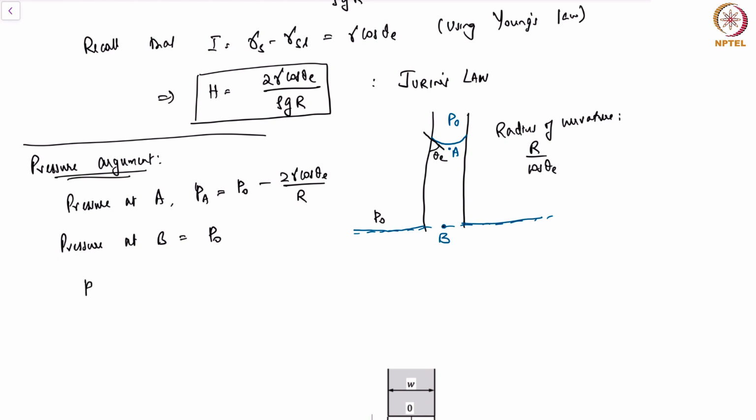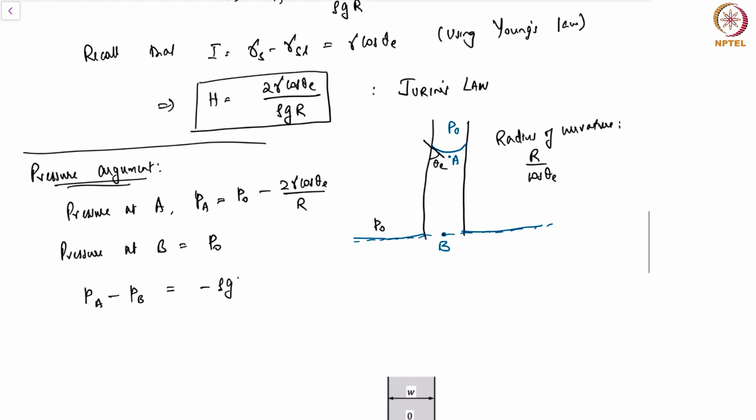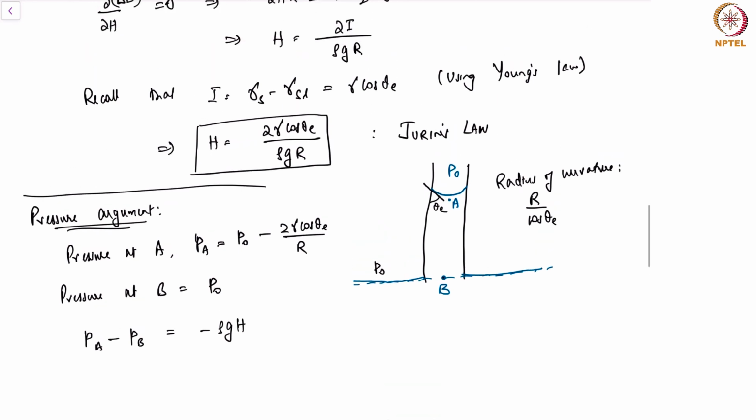So PA minus PB essentially would be hydrostatic, and that will be minus rho g h. The reason I wrote minus rho g h is because the pressure at A is lower than the pressure at B just because of gravity. As you go up, the hydrostatic pressure decreases, and therefore if I substitute this expression, I have P0 minus 2 gamma cos theta E by R, that is PA, minus PB, that's P0.